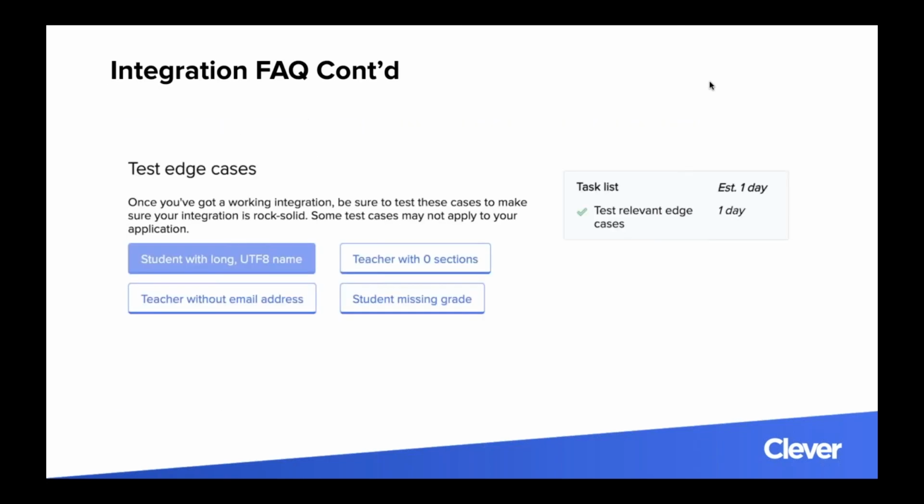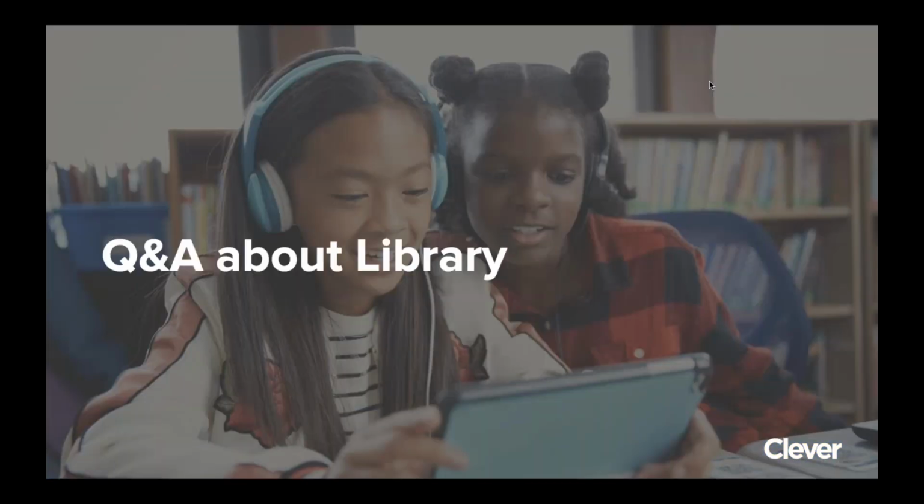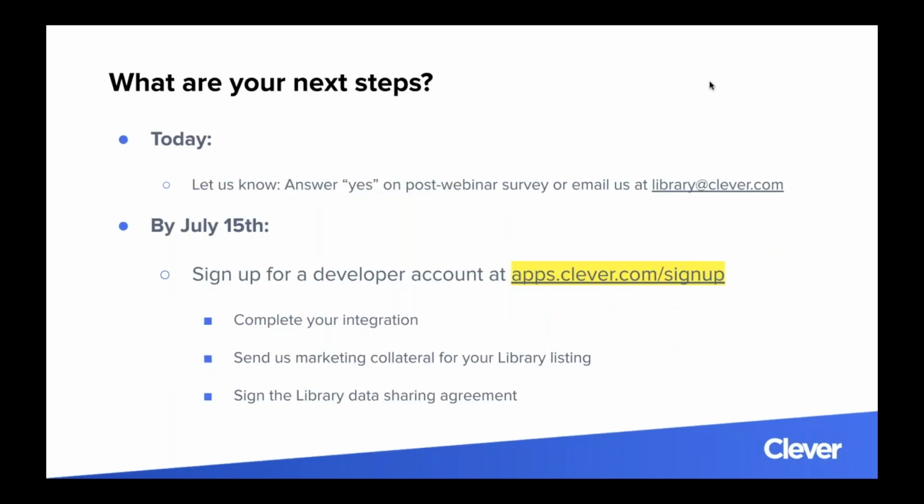So one thing I will leave you with, and again, you will get a recording for this, is just this screen. You'll get a survey post-webinar asking if you plan to integrate. Let us know so we can connect you with the right resources, or email us at library@clever.com. That will always get the question to us, and we'll route it to the correct source. We're looking for as many partners as possible to integrate by July 15th, so you are ready for back to school when those new signups begin to spike in August.